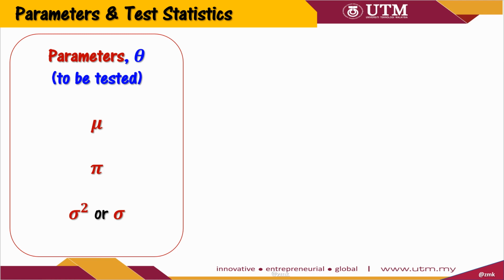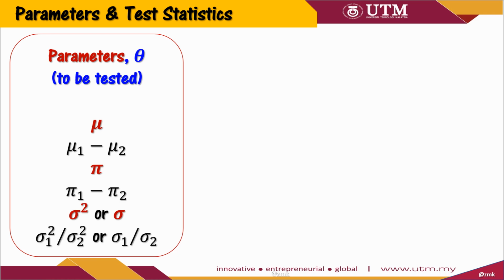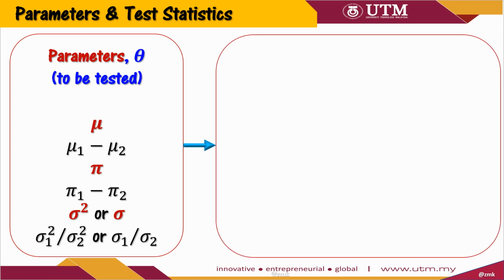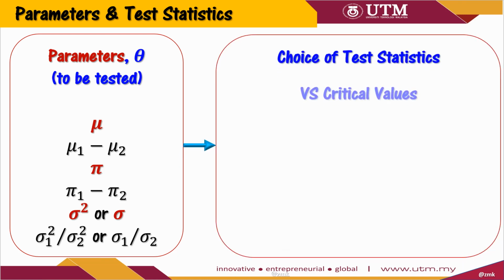Furthermore, the parameters covered in this chapter also include those from 2 populations, which are the difference in 2 population means mu1 minus mu2, the difference between 2 population proportions pi1 minus pi2, and the ratio of 2 population variances sigma 1 squared over sigma 2 squared, or the ratio of 2 population standard deviations sigma 1 over sigma 2. The corresponding choice of test statistics and the critical values are listed as follows.